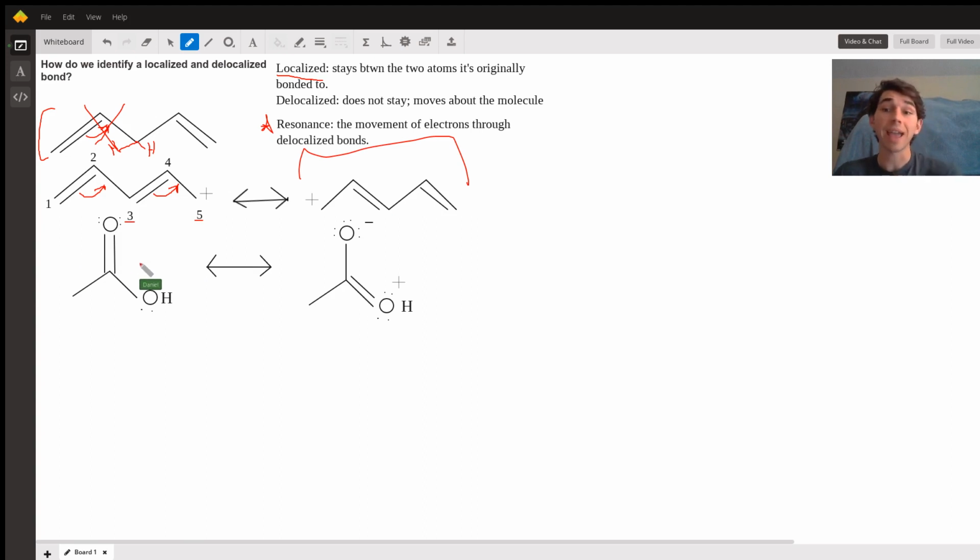This is a carboxylic acid. And if you notice, the double bond, it's not next to another double bond. So how's this going to work? What happens is delocalized bonds can come through lone pairs as well. So the lone pair of this oxygen, this alcohol on the bottom, is going to form a double bond and kick up the electrons forming that double bond.